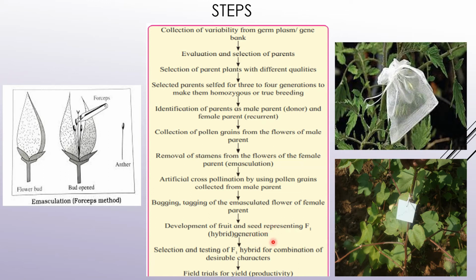that is the F1 generation will be developed. Once the F1 generation is developed, you need to test the F1, and finally the F1 generation will be released for the field trials for yield and productivity. So these are the very important steps, especially for the hybridization technique in plant breeding.